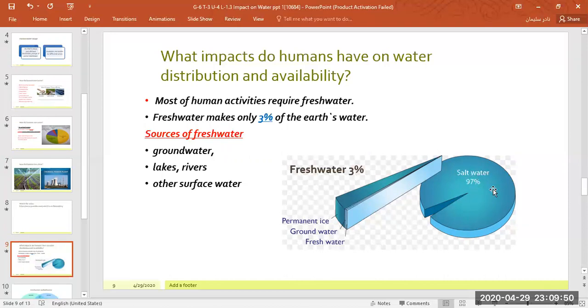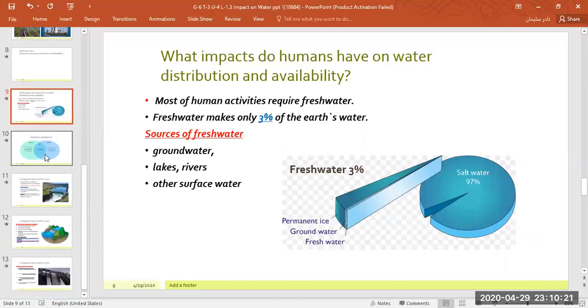This includes oceans and seas, okay, that have salty water, and fresh water like rivers, lakes, underground water, and other surface water, like permanent ice, glaciers, ice caps. All these are fresh water. Now let's see together the difference between them. Let's compare salt water and fresh water.